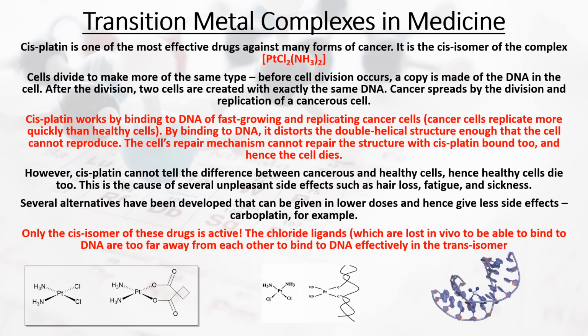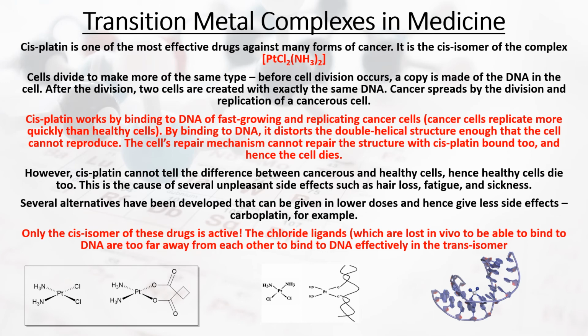Now, there have been several alternatives that have been developed that can be given in lower doses and therefore have less side effects, so you feel better when you're having chemotherapy. One of these is carboplatin, which is the example shown there where I've got the cisplatin on the left, on the right is carboplatin. And so you can see that I've replaced the two chlorine groups with this kind of carbon-based structure. And actually what this is, it's essentially a worse leaving group.